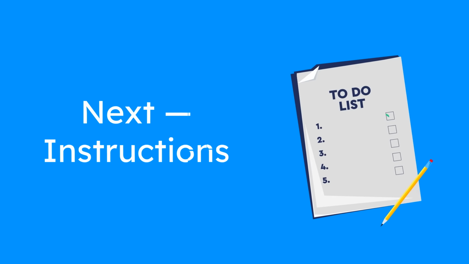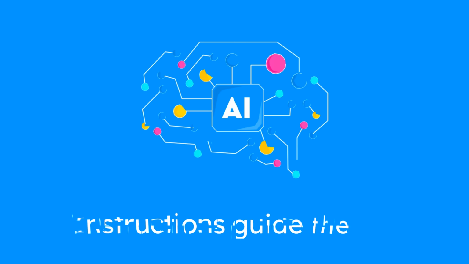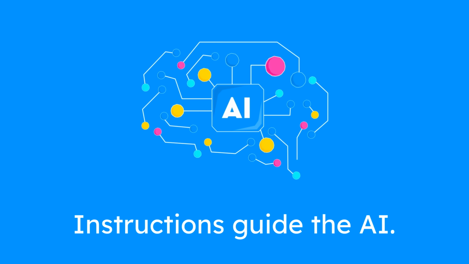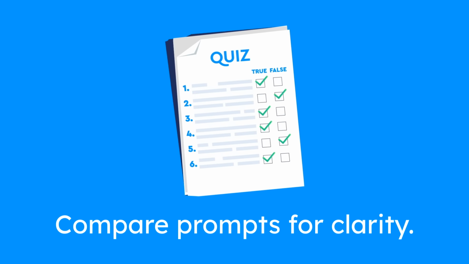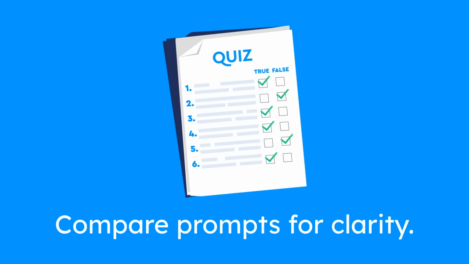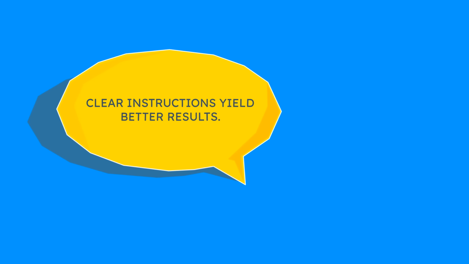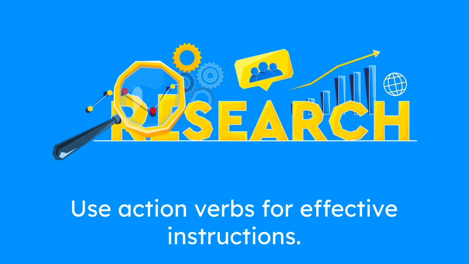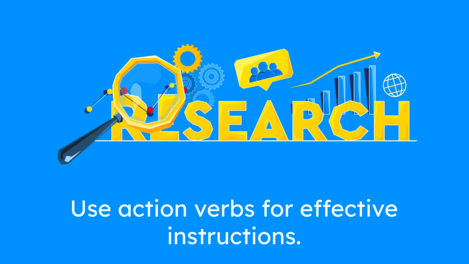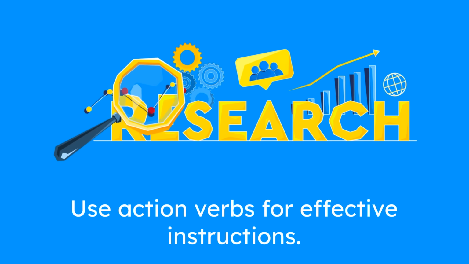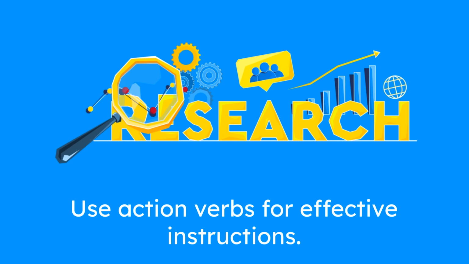Next, instructions. Instructions tell the AI what to do with that context. Compare these two prompts. "Tell me about Excel" versus "Explain how to remove duplicates in Excel, step by step." The second one works better because it tells the AI what action to take. Good instructions use verbs: explain, summarize, compare, create, list, or analyze.